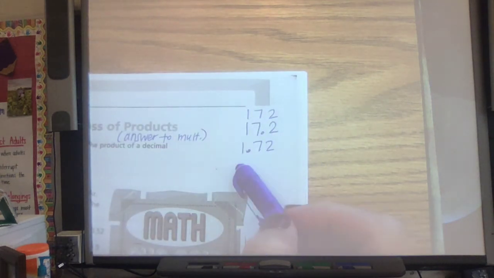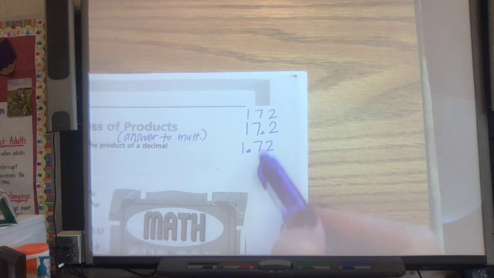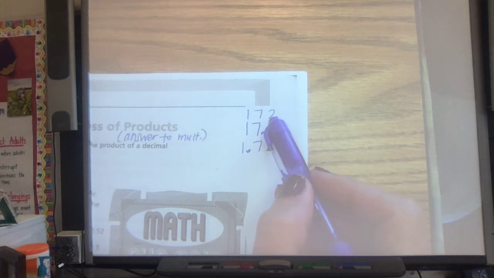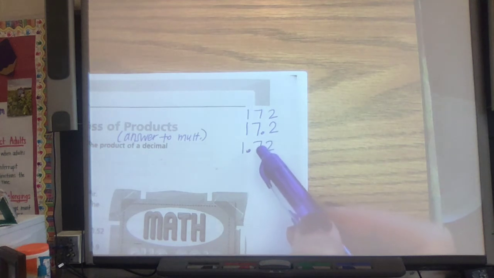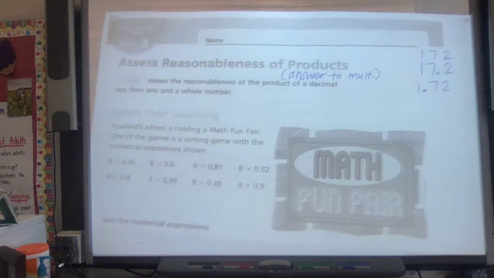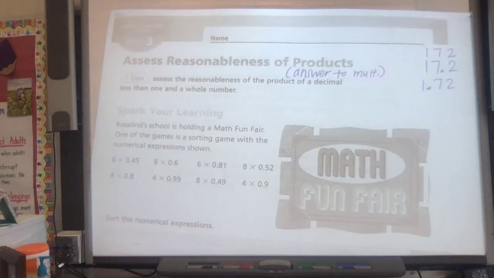So it's real important to think about what your answer, your product, should be, and then think, wait a second, it can't be 1 or 17 or 172. We need to look at that really carefully and think which one makes the most sense, which one is reasonable. So that's what we're going to continue talking about today.